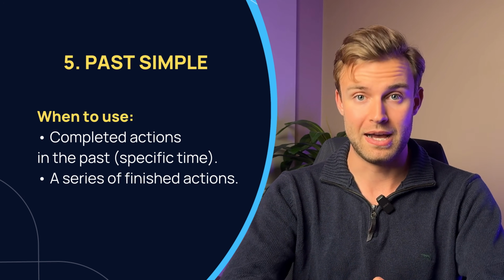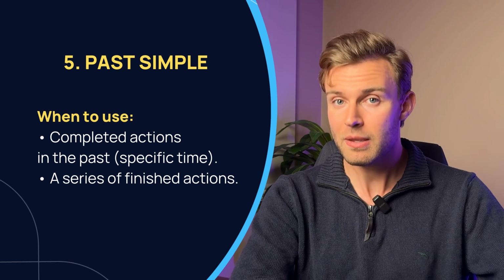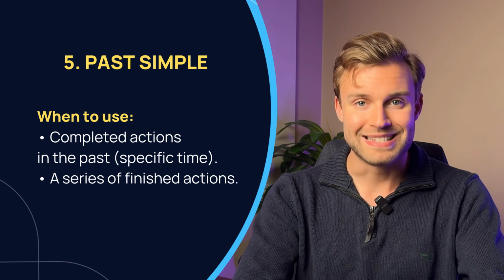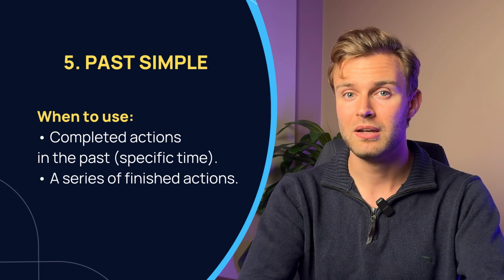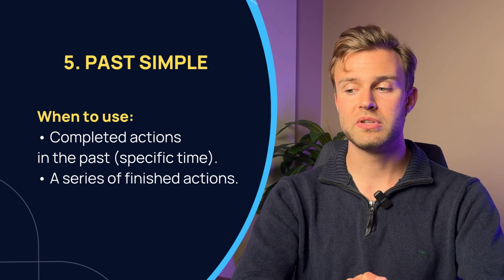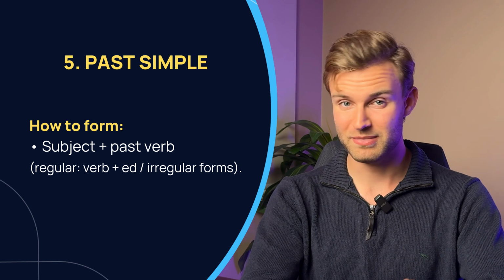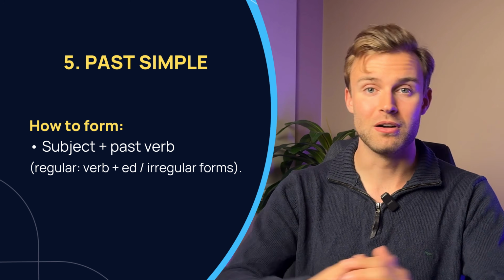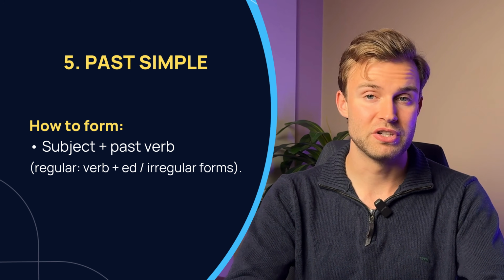Next, we come to the past simple. We use the past simple for completed actions in the past when we know the exact time. That's very important. We need to know the specific time an action happened. We also use it for a series of finished actions. We form it with the subject plus the past verb, the past simple tense. Unfortunately, there are also irregular conjugations as well, and those you just have to memorize.